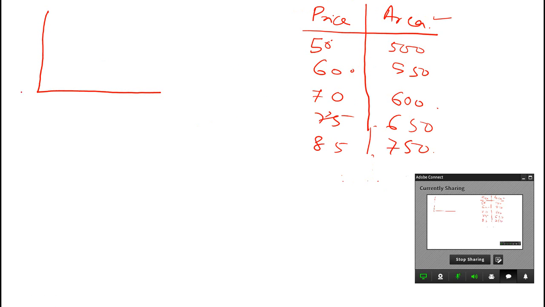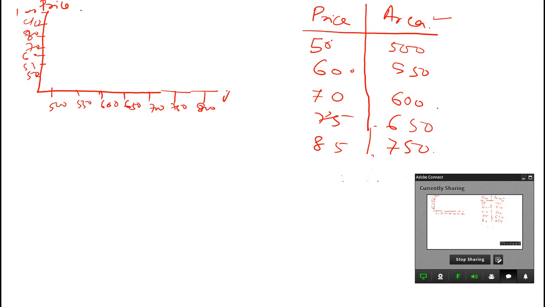Now let us plot this. Let us have something like this on the axis: 500, 550, 600, 650, 700, 750, 800, and so on. And then here we have 50, 55, 60, 70, 80, 90, 100,000. So on my y-axis I have price, and my x-axis is area.